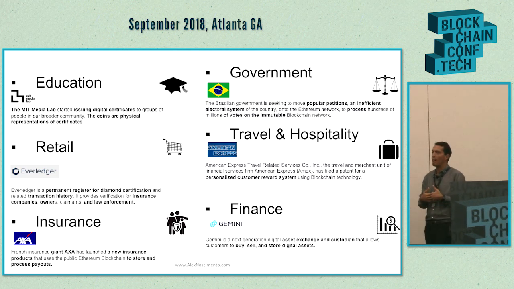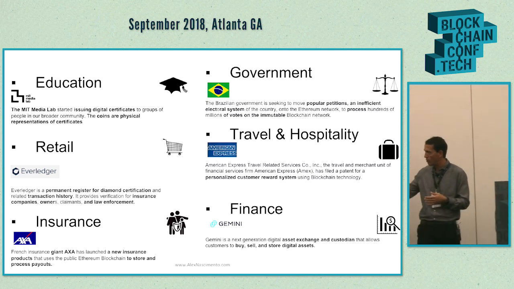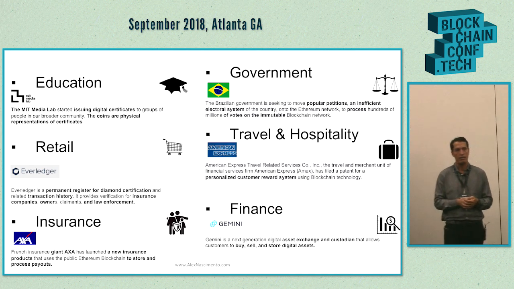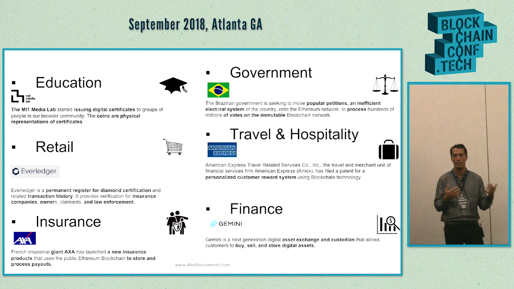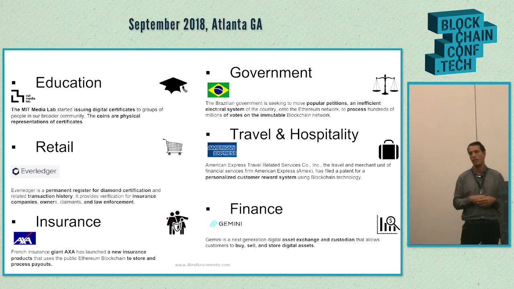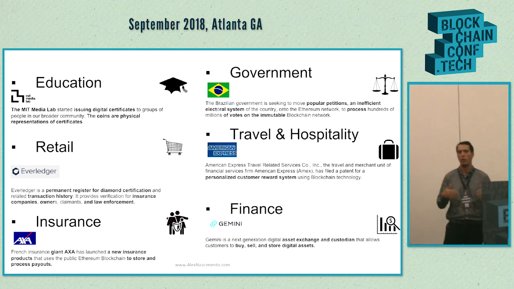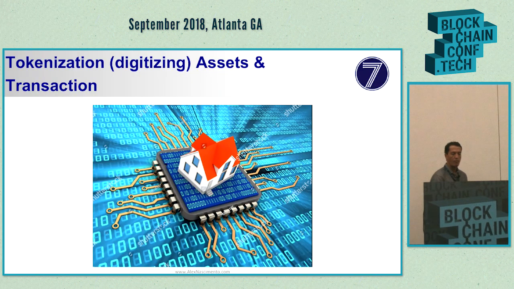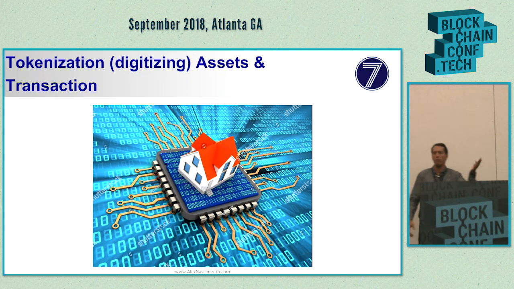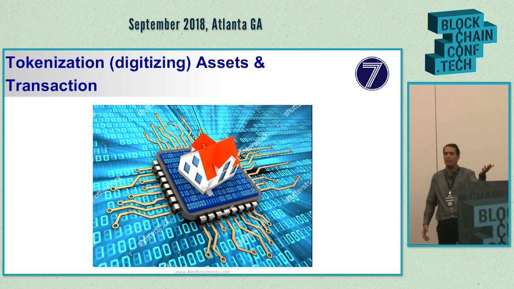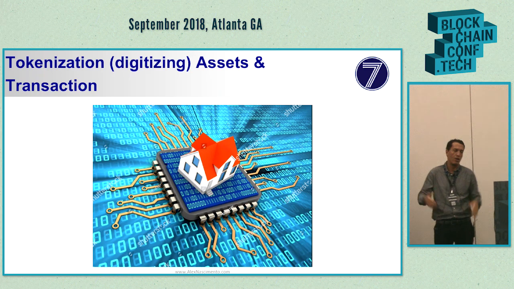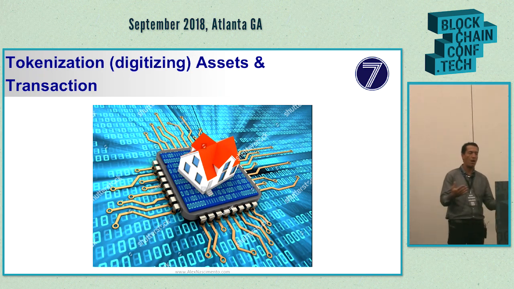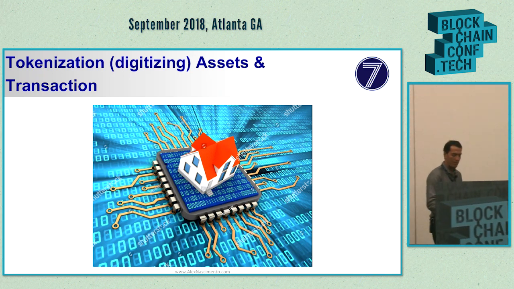Obviously, finance, we have so many applications. I just wanted to show Gemini as a US-based exchange for cryptocurrencies and crypto assets. You can add to that Coinbase, Bittrex, and a bunch of other ones. But why are we willing to tokenize these assets? What is the real benefit for us all here and for the economy of tokenizing these transactions?